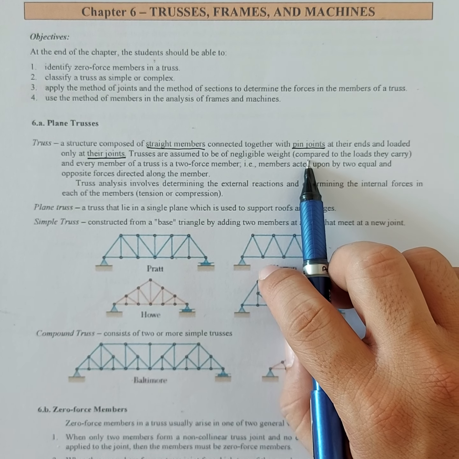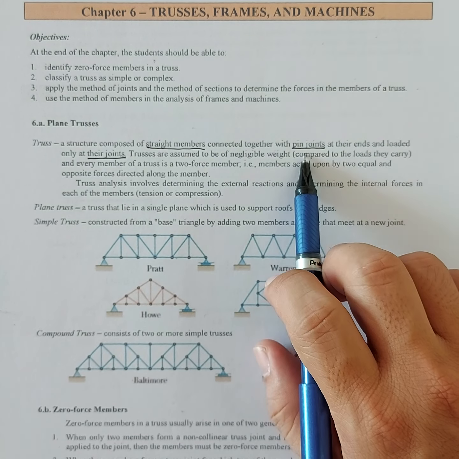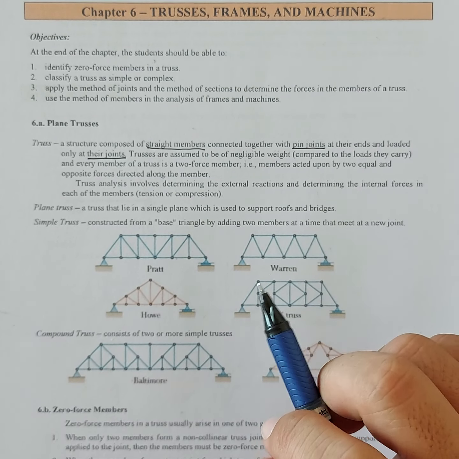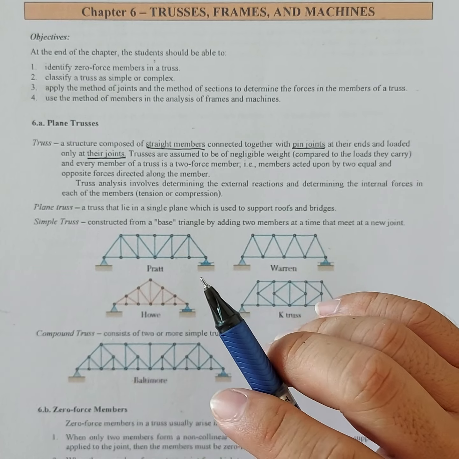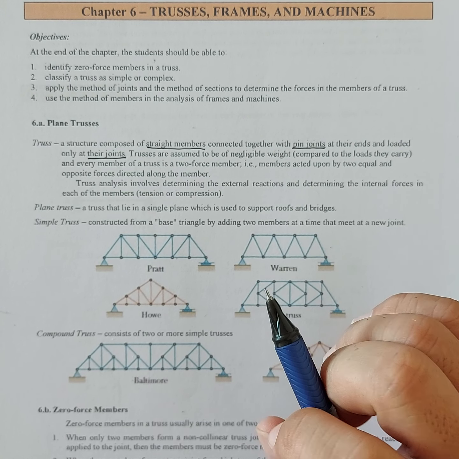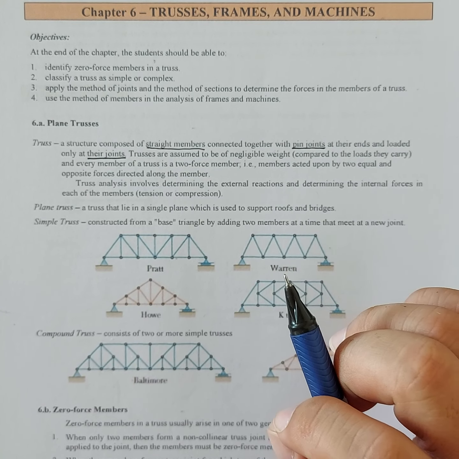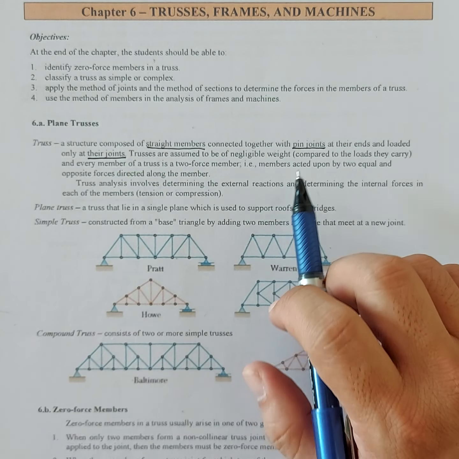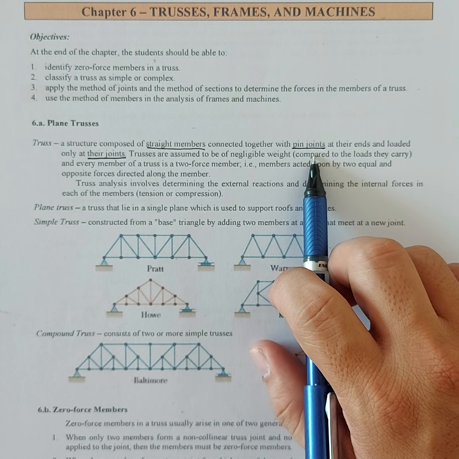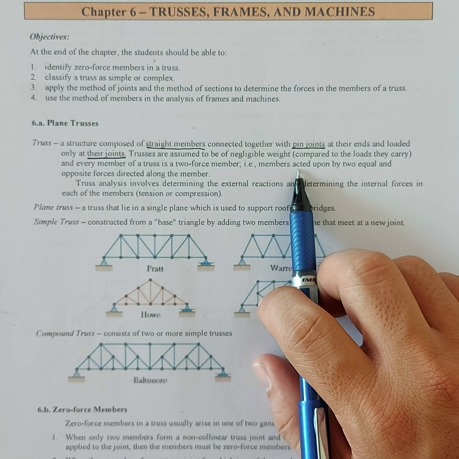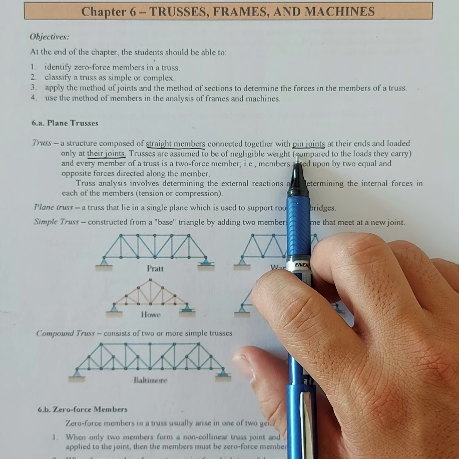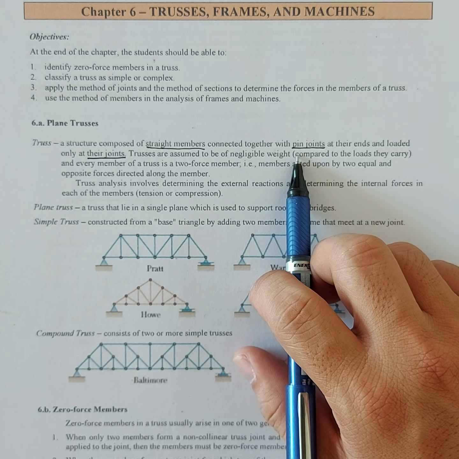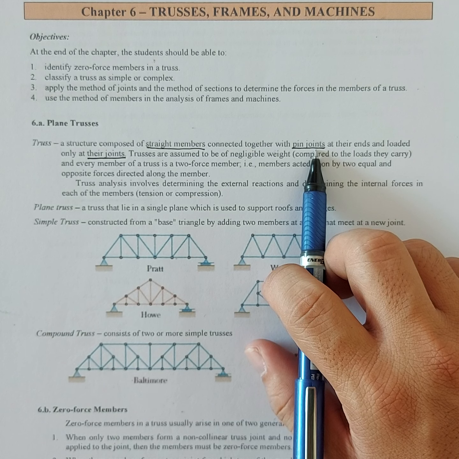But of course in reality, the trusses we normally see, like roof trusses, are welded. Welded, which means at the joint there can be a moment. But to simplify our analysis, when we analyze trusses, we're going to assume that all joints are pin connected. Other connections in trusses are bolted or riveted.